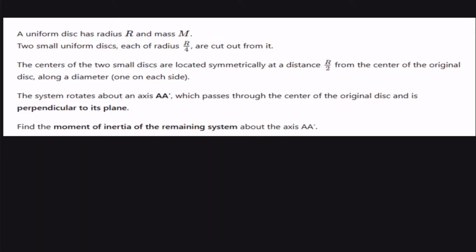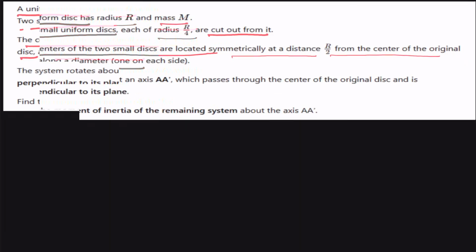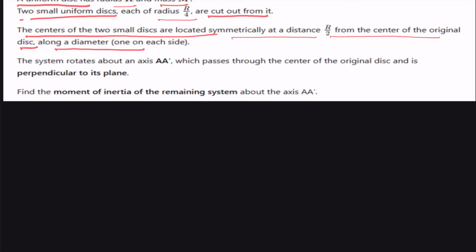So the question states, a uniform disk has a radius r and a mass m. 2 small uniform disks, each of radius r by 4, are cut out from it. The centers of the 2 small disks are located symmetrically at a distance r by 2 from the center of the original disk along the diameter. The system rotates about the axis AA prime, which passes through the center of the original disk and is perpendicular to its plane. Find the moment of inertia of the remaining system about the axis AA prime.